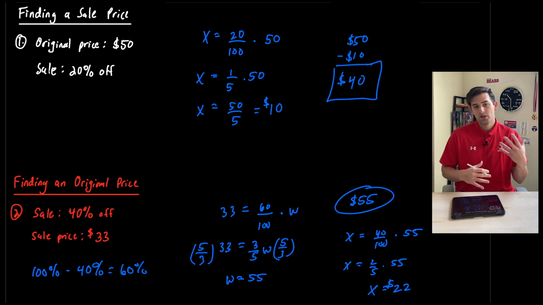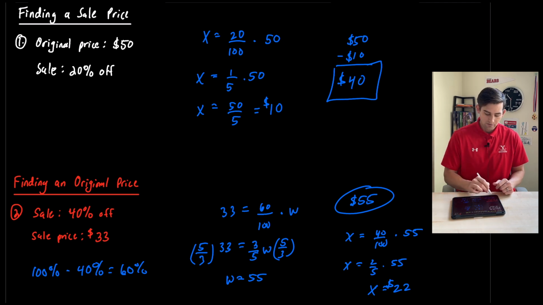And this is 40% off. So it's $22 off of the original price. Well, we just found the original price to be $55. So 55 minus 22 is in fact our sale price, which is $33. So we did it correctly. Our original price is $55.